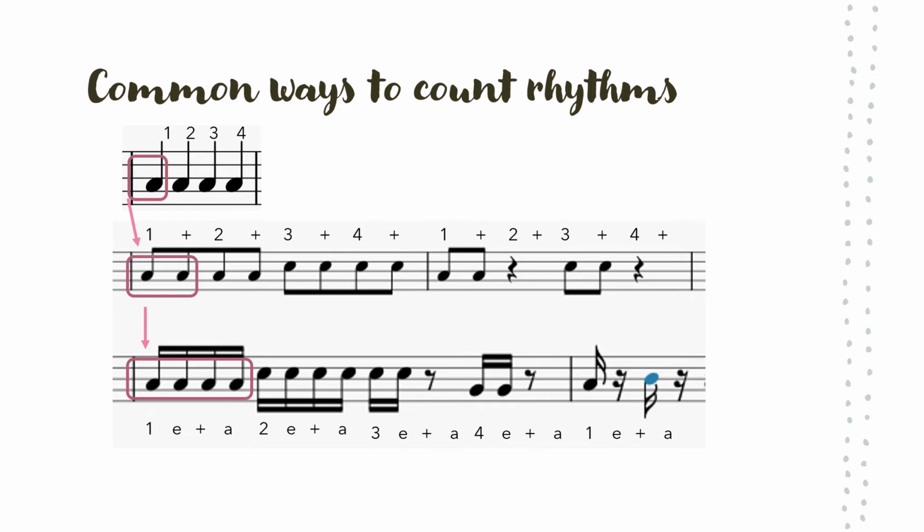Just remember, if you're counting crotchets, 1, 2, 3, 4. If you're counting quavers, 1 and 2 and 3 and 4 and. And if you're counting semiquavers, 1 e and a 2 e and a 3 e and a 4 e and a. So we're going to go through some examples to put that into practice. If we take the rhythms we had earlier, the bold letters and numbers are where you would clap. So you would count this.